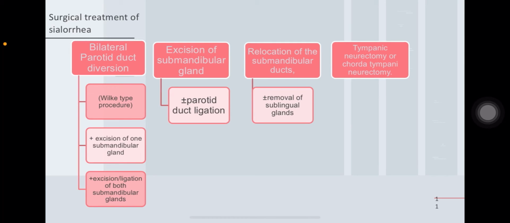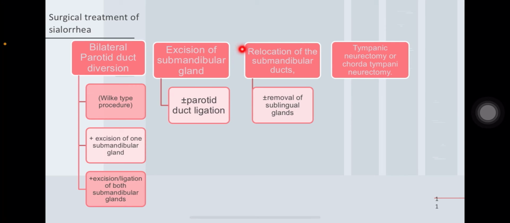So, many surgical approaches can be done in the treatment of sialorrhea. We can either do the bilateral parotid duct division, which is the Wilkie-type procedure, with excision of one submandibular gland, or with excision and ligation of both submandibular glands. We can also do the excision of the submandibular gland with or without the parotid duct ligation, and I'll be talking about that in a minute.